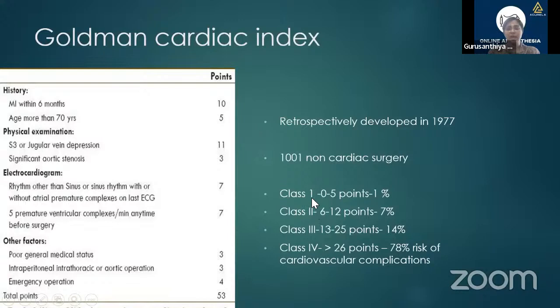Class 1 is 0 to 5 points and carries 1% risk. Class 2 is 6 to 12 points and carries 7% risk. Class 3 is 13 to 25 points and carries 14% risk. And class 4 is more than 26 and carries 78% risk of MACE.